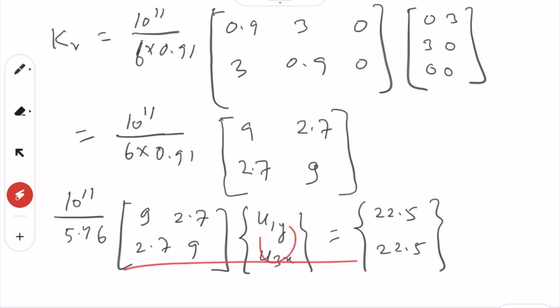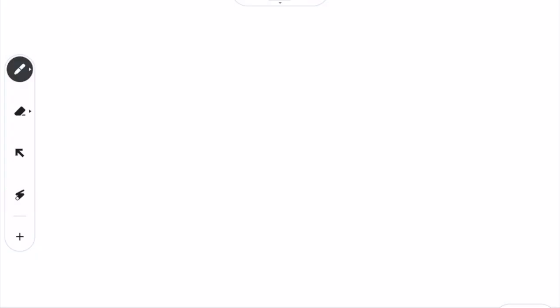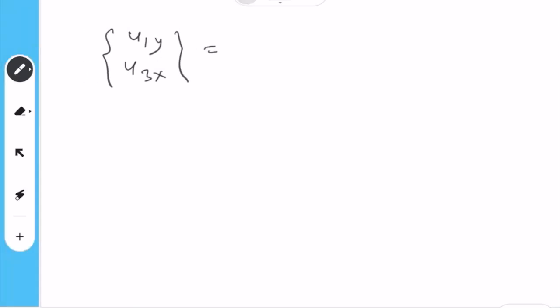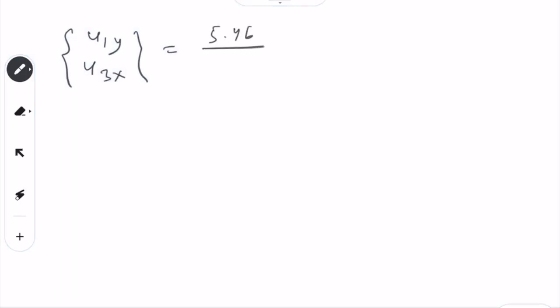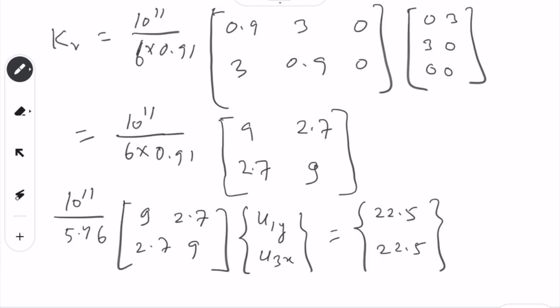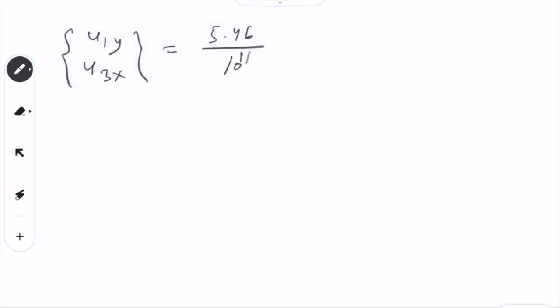So now we have to just invert it. So what do we get? We get u1y and u3x will be equal to 5.46 divided by 10 to power 11.